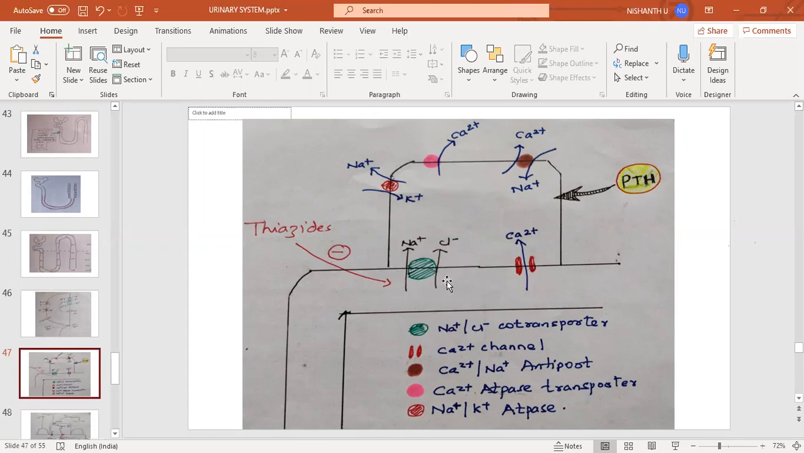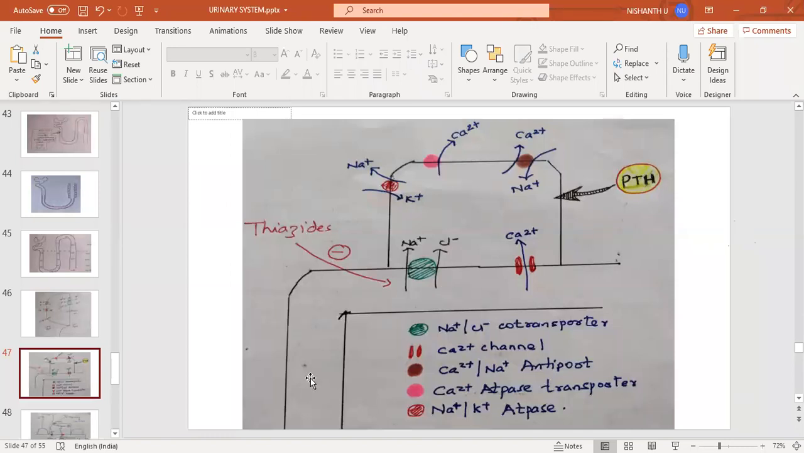But actually, one thing you have to understand, 65% of the sodium is reabsorbed in the proximal convoluted tubule. 25% is reabsorbed in the thick ascending loop of Henle. 65 plus 25, that is 90. Approximately 5% of sodium will get reabsorbed in this particular area. Which area? The early part of the distal convoluted tubule. That means if you consume this diuretic, only 5% of the sodium can be eliminated from the body.